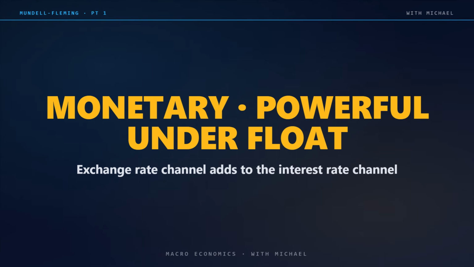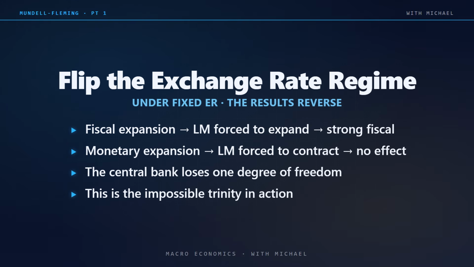These results form the policy menu of the modern Mundell-Fleming framework. Under floating rates with mobile capital, monetary policy works and fiscal policy doesn't. Under fixed rates with mobile capital, fiscal policy works and monetary policy doesn't. The choice of exchange rate regime determines which policy instrument the central bank gets to use. This is one of the most important policy lessons in all of macroeconomics.